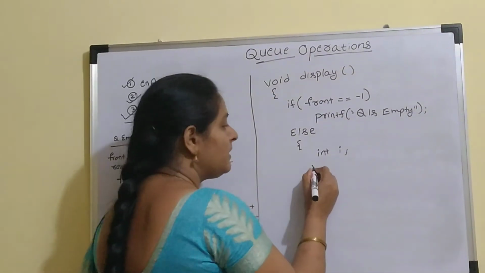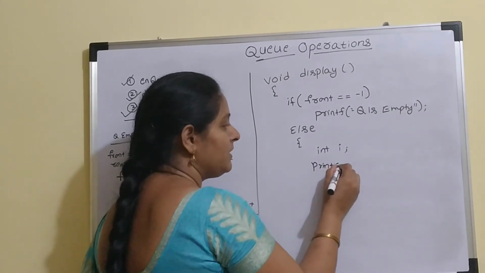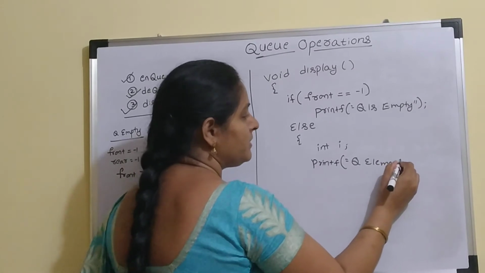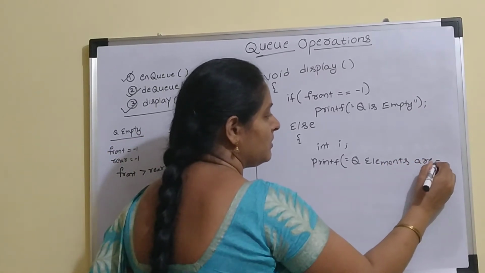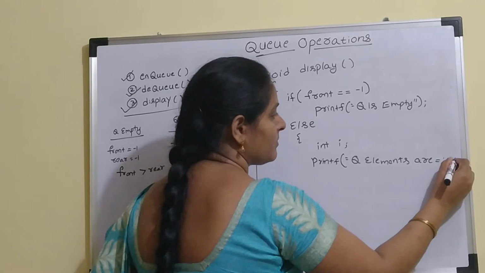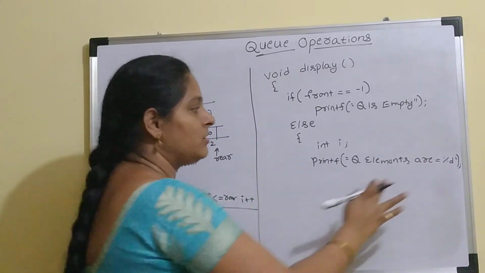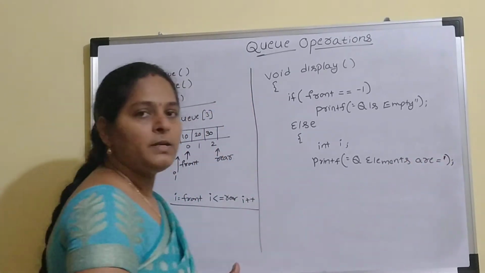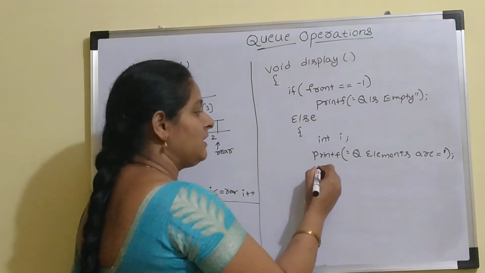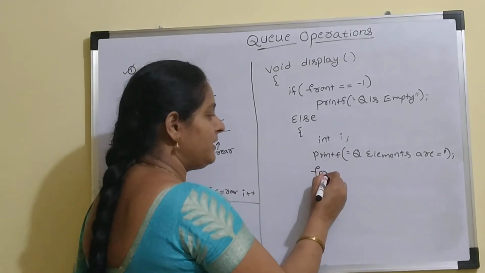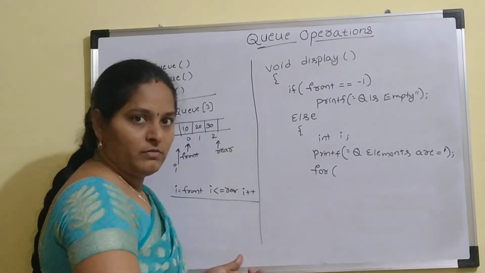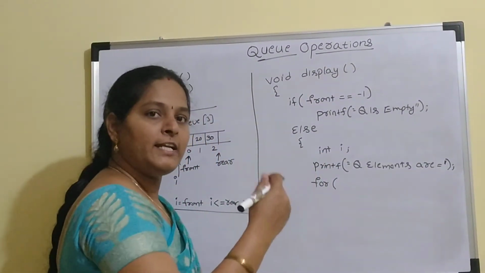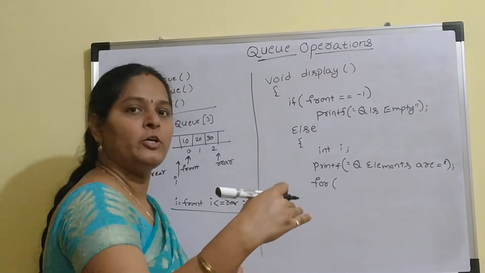Here I am printing one message like "Queue elements are". Next, here we need to write the condition, or we need to first initialize the I value to the front position. After that, every time after printing the I value, I need to move the I pointer to the next position.